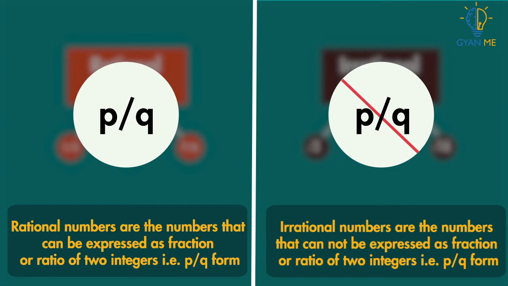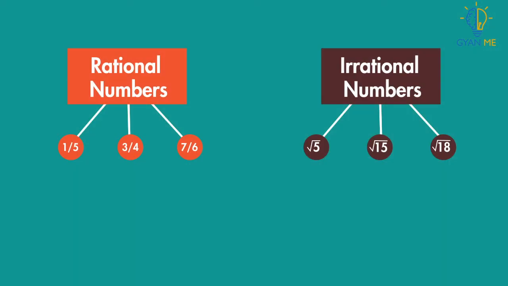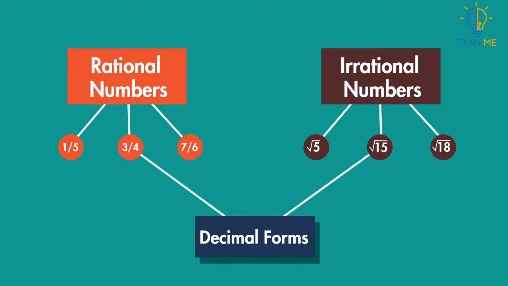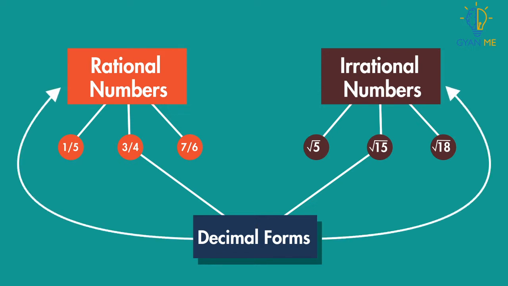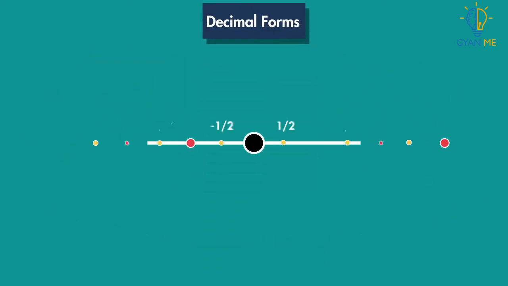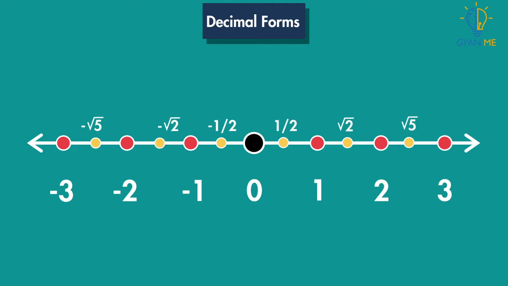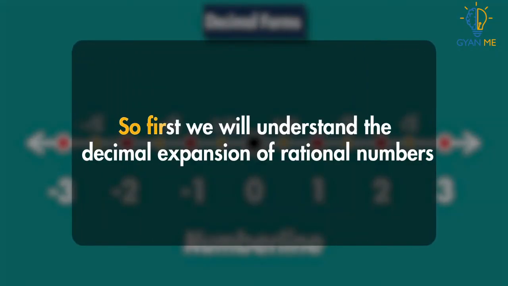Do you know, students? Both rational and irrational numbers can be converted into their decimal forms. And from their decimal forms, we can distinguish between rational and irrational numbers. Their decimal form also helps us in visualizing the representation of these numbers on number line. So first, let us understand the decimal expansion of rational numbers.